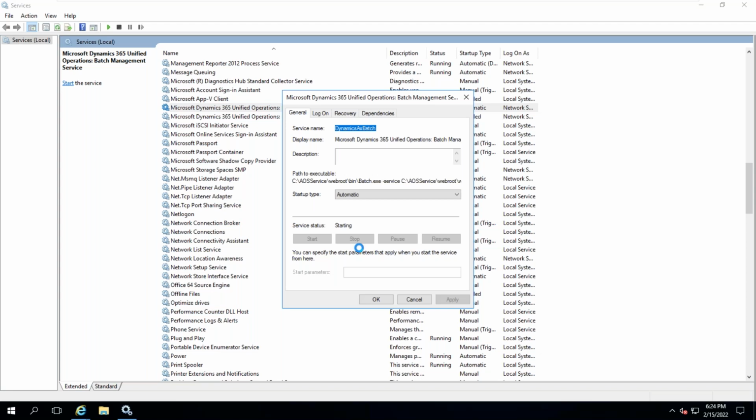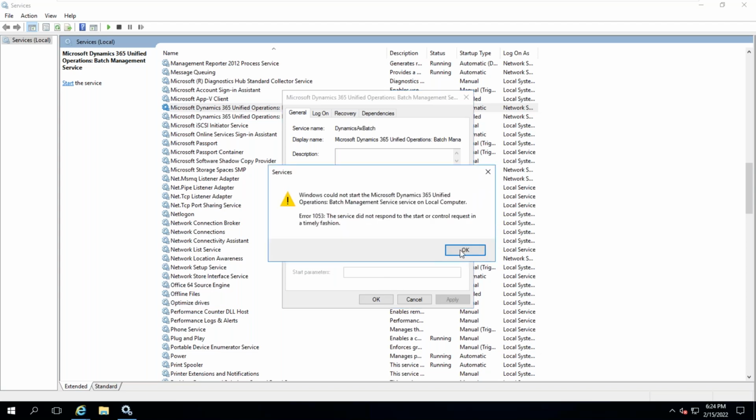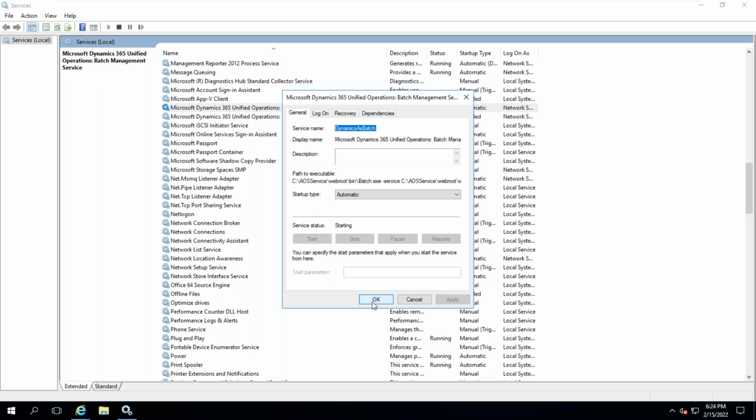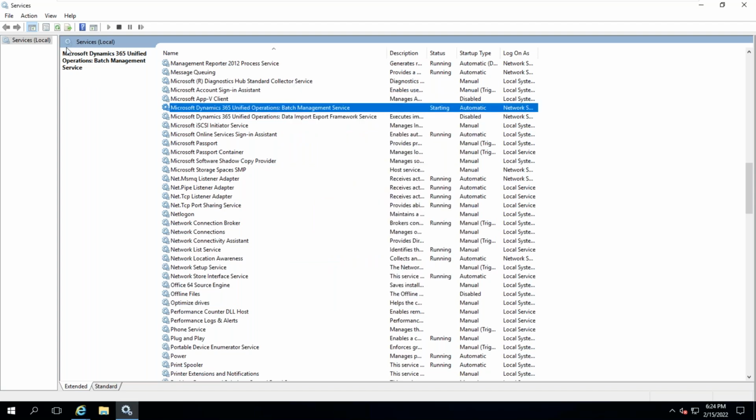Okay, so it was executed. No problem. This is a warning message, but it is updating. So it is running. Starting is showing; it should change to running. Okay, it is running now.